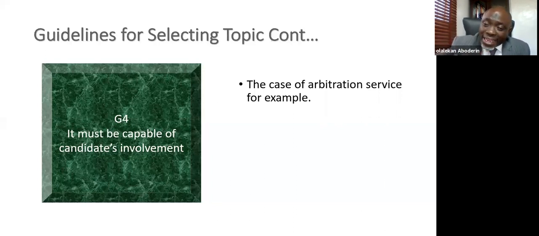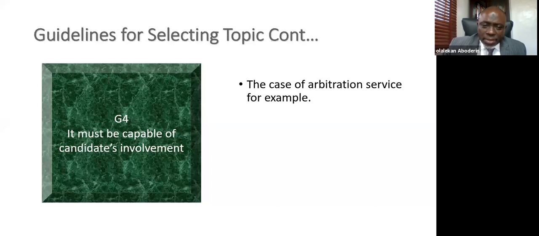So how can a candidate lay claim that because arbitration is part of the area of professional services of estate surveyors and valuers, therefore he is writing on the arbitral process? He would rather be writing theory, not giving an account of his involvement. So this is a clear example of a case where involvement of candidates is key. The topic should be capable of the candidate's involvement. On the face value of it, it should be clear that truly this candidate can be involved.